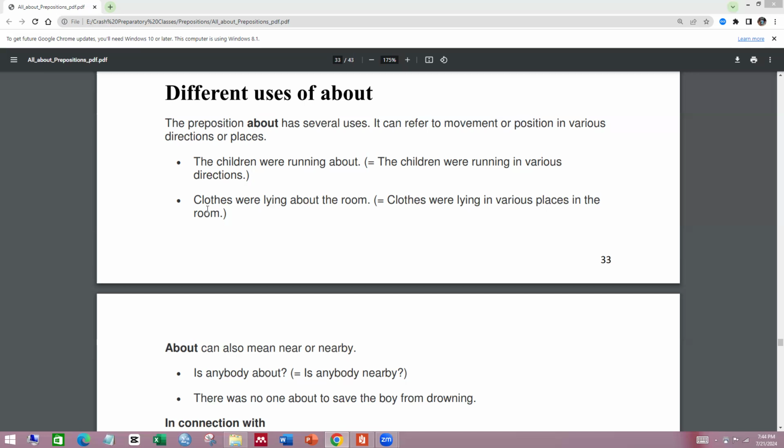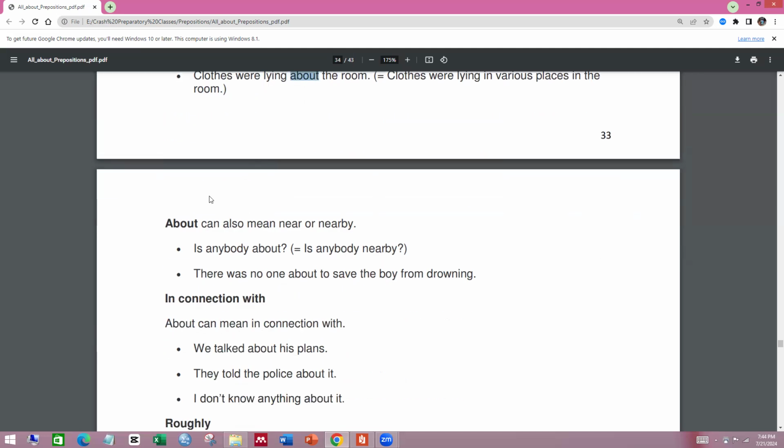It can refer to the movement or position in various directions or place. The children were running about. The children were running in various directions. So here the word about shows a direction. Clothes were lying about the room. The clothes were lying in various places in the room. So this about shows the various places inside of the room.